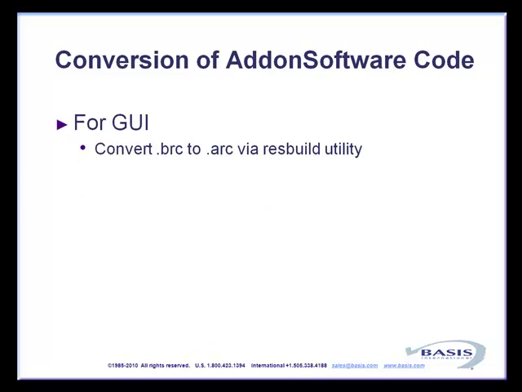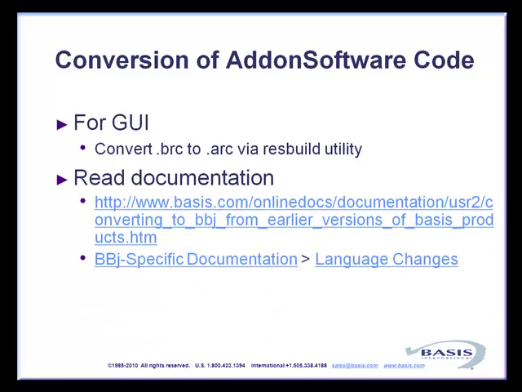So for our next steps, if it's GUI code, what did we do to convert our custom GUI code that we'd written perhaps in Visual Pro 5? We convert the .brc, the binary resource files, to ASCII resource files via the resbuild utility. So there, have a look at the documentation. There's a very simple set of options to do a wildcard run through of all your binary resource files and convert them to ASCII resource files. And read the documentation. Specifically look at the section that talks about converting to BBJ from earlier versions of Basis products, and also look at the specific documentation on BBJ that talks about language changes and enhancements to the product.